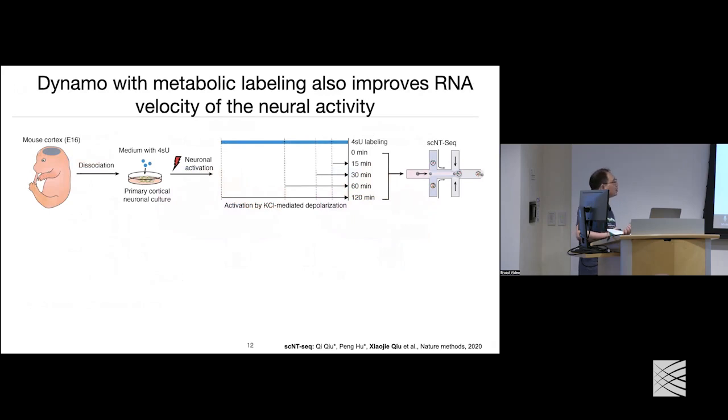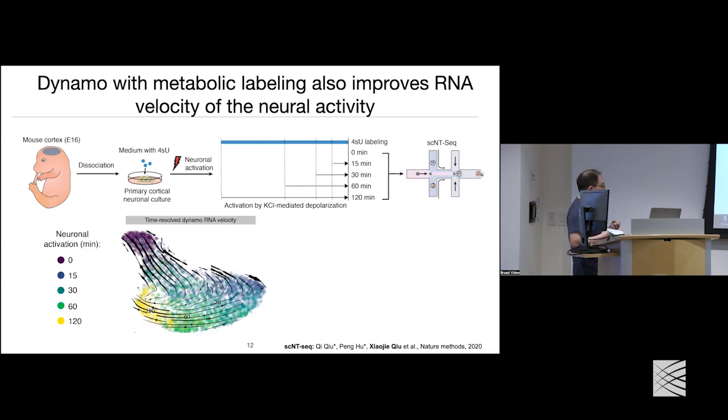So here I'm also going to quickly show you that for this mouse neuronal cell activation experiment, we can also learn absolute RNA velocities. In this study, the group from Japan dissociated the mouse cortex cells into the medium, and then labeled the cells, and then at different time points triggered the neuronal activation with KCl followed by SCN2A.